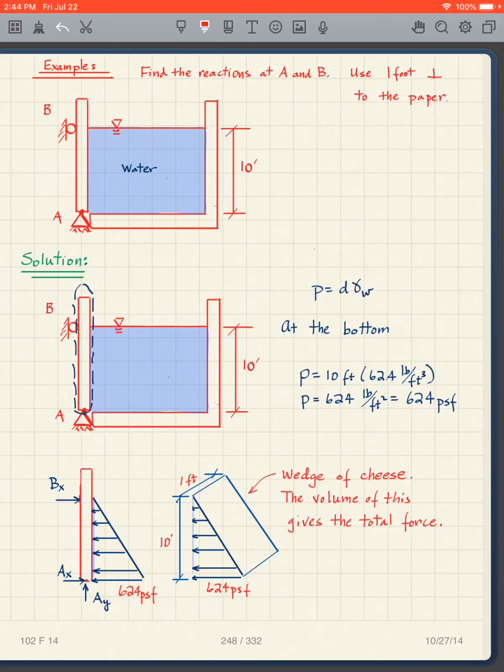Now, we're using 1 foot perpendicular to the paper. So in 3 dimensions, this is going to look like a wedge of cheese, in a sense. So you need to visualize that, where the thickness of the wedge is 1 foot, because I said to use 1 foot perpendicular to the paper. And so we want to get the volume of this, the volume of that is going to give us the total force. And how do I get the volume of that?